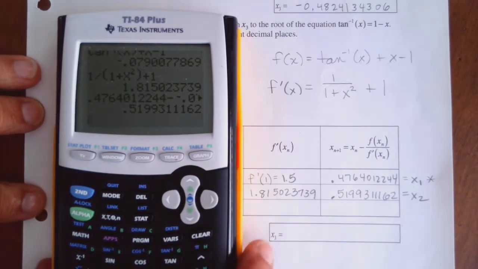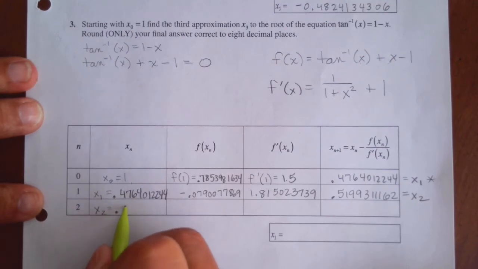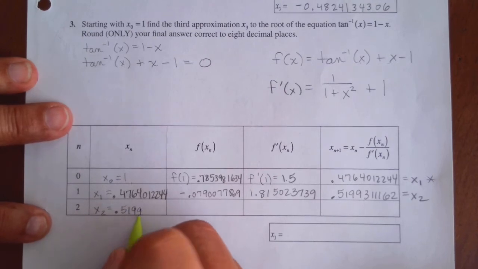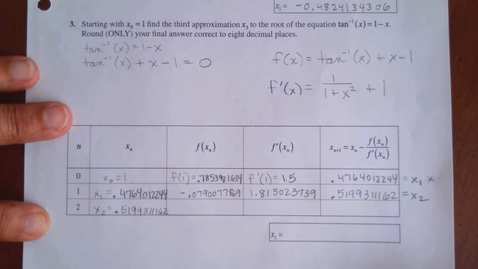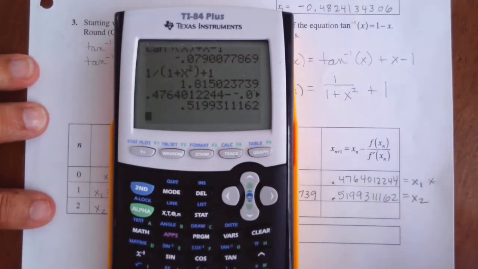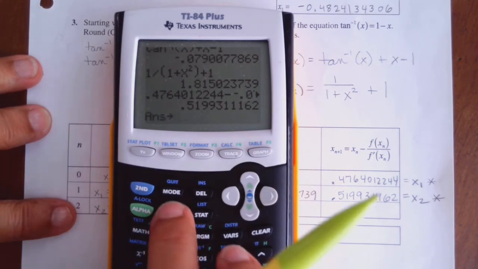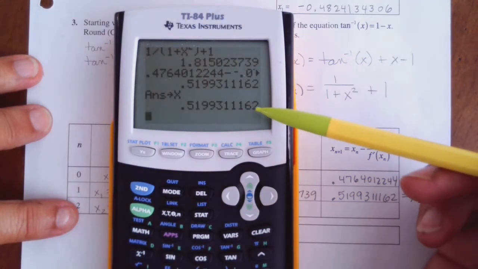So that's what I want over here. I'm zooming in on my real answer, the root, 993111162. So what do we do? This is my new approximation. Store it. That's got to be the new x. This is our third line. So we're going to hit store, x, enter. So now this is the new x.